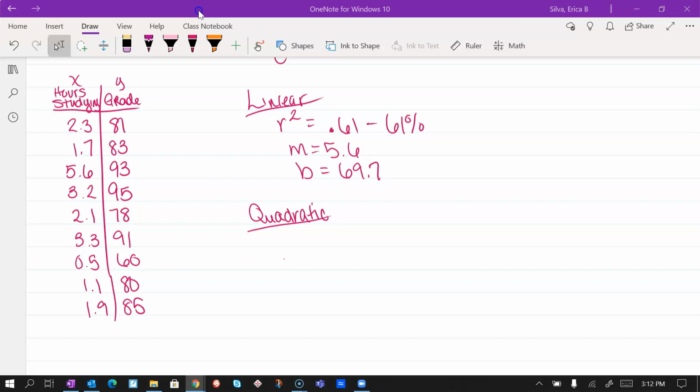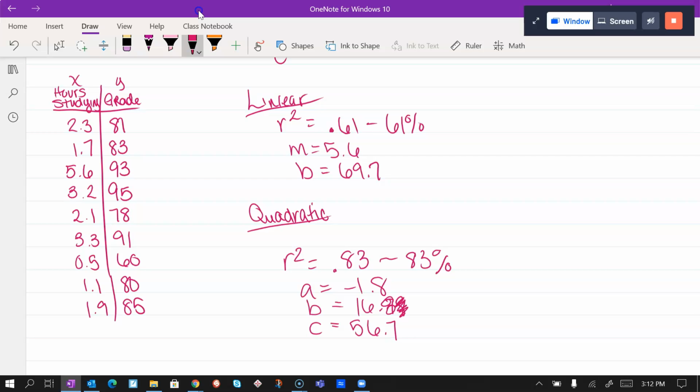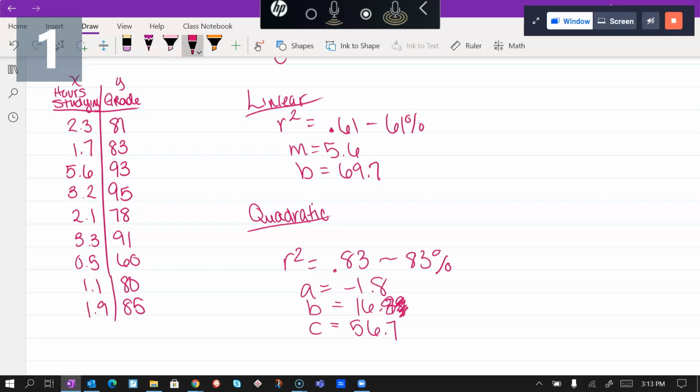So our r squared is 0.83, which is 83%. And then my A value is negative 1.8. My B is 16.78, or let's round it to the nearest tenth, 16.8, and my C is 56.7. All right, so how strong is that one? It's pretty reliable, right? All right, so let's go ahead and look at our notes. Here we go. Almost done, guys.